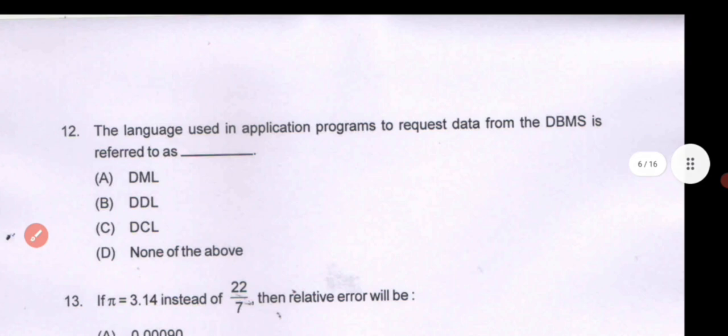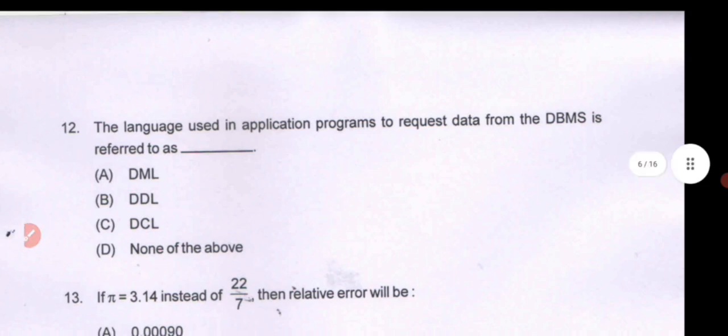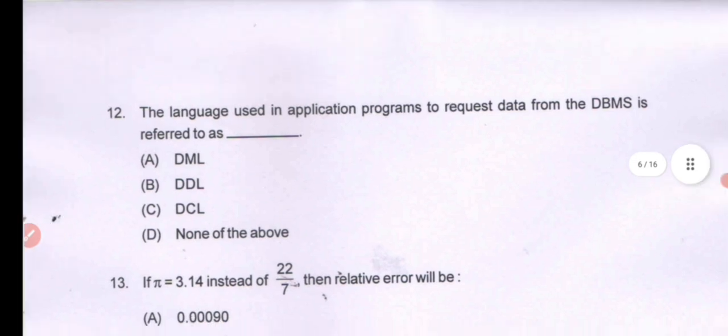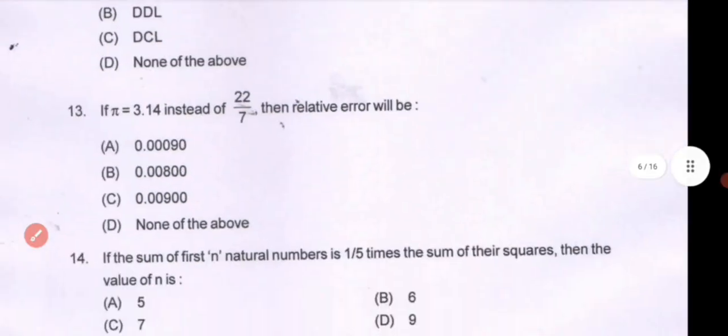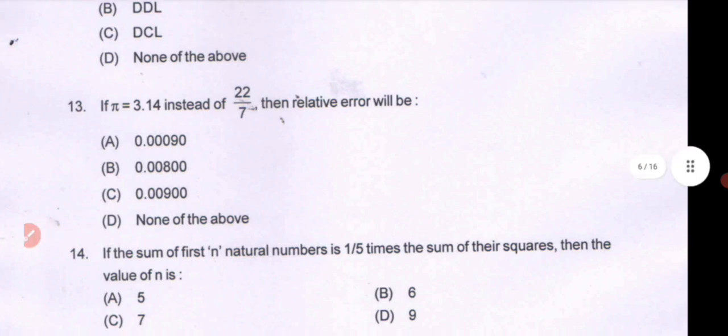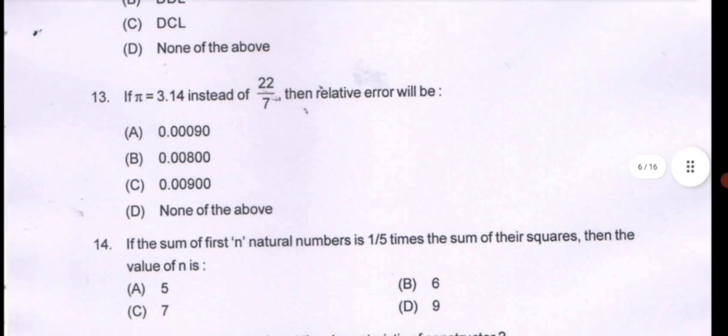The language used in application programs that requires data from the DBMS is referred to as option A, DML. If pi is 3.14 instead of 22/7, then the relative error will be option A, 0.00090.